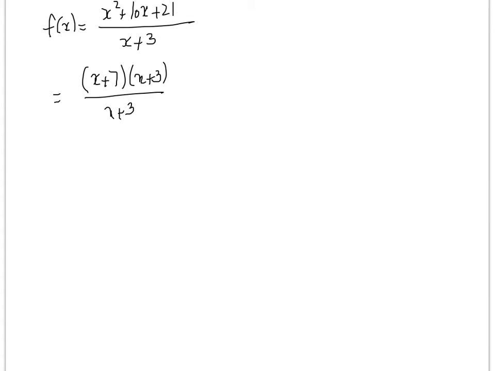Since the denominator cannot be 0, x plus 3 cannot be 0, and this is only possible if x is equal to negative 3. So our restriction is x cannot be negative 3. Now I can safely cross out x plus 3, so I get x plus 7, and x cannot be equal to negative 3. So this means that x plus 7 is equivalent to f of x with the condition that x cannot be equal to negative 3.